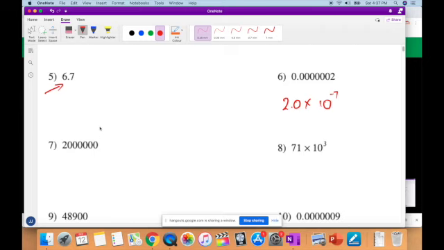A little trick question here for you, because this is already in the form, so the decimal place doesn't have to move. So what is going to be 6.7 times 10 to the 0? You understand that, Caitlin? 10 to the 0 is 1, so this is that number in standard form. What is this number in standard form?